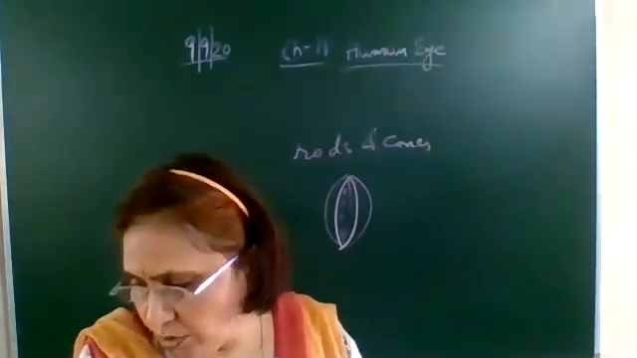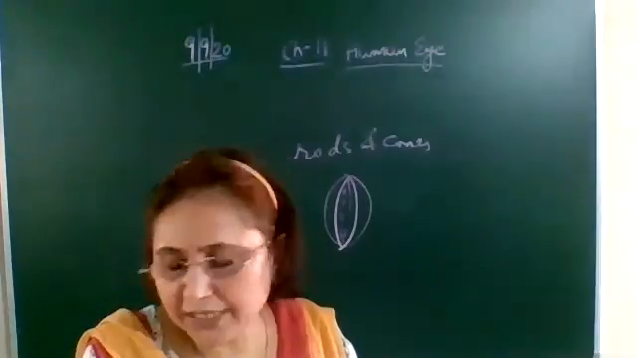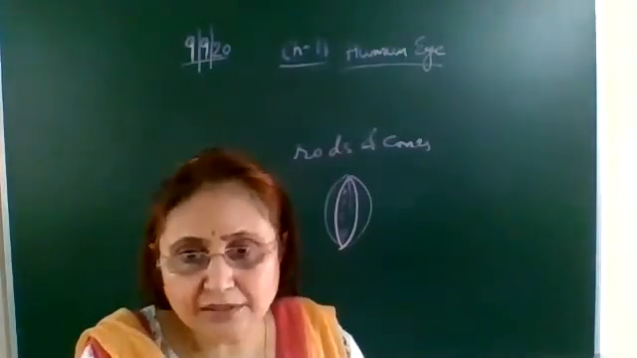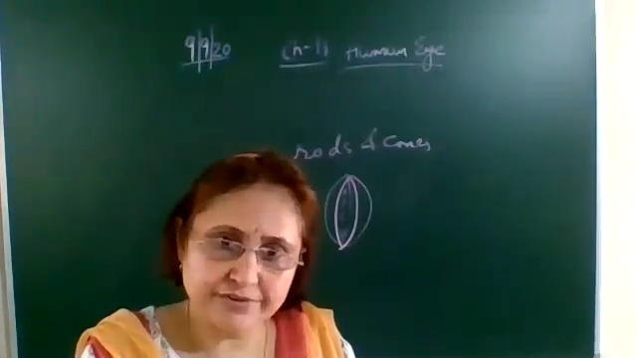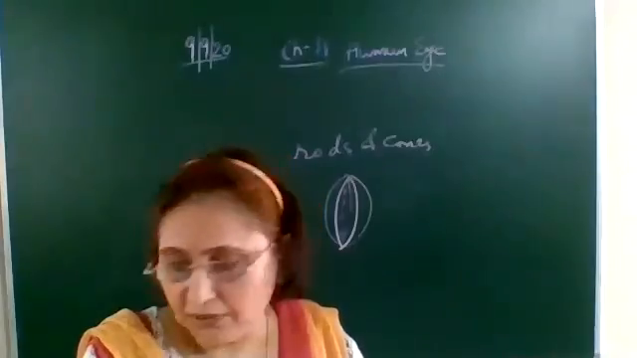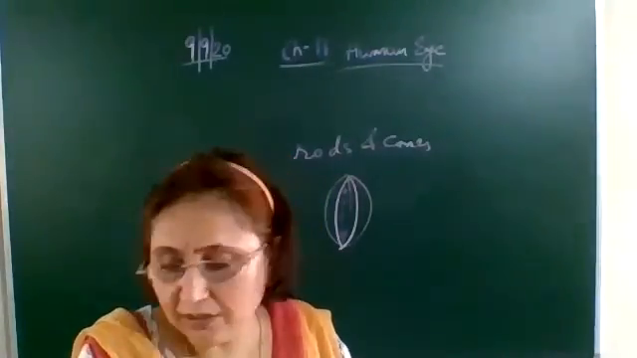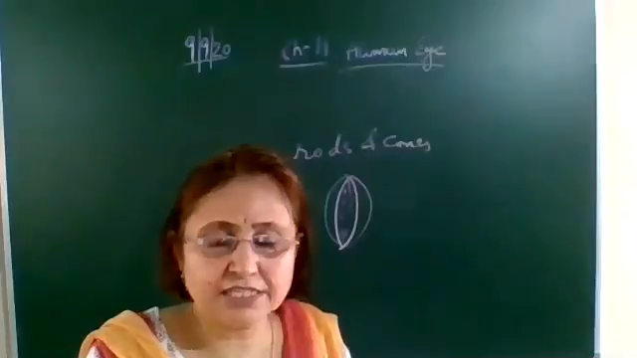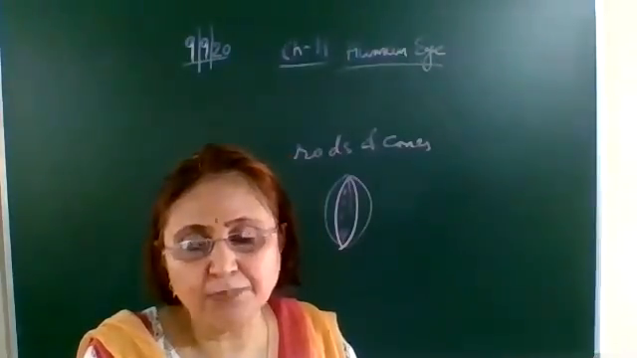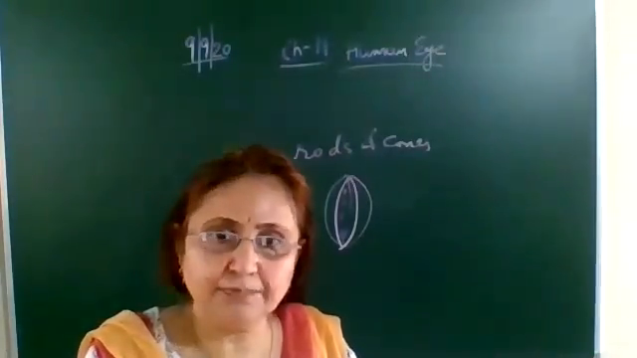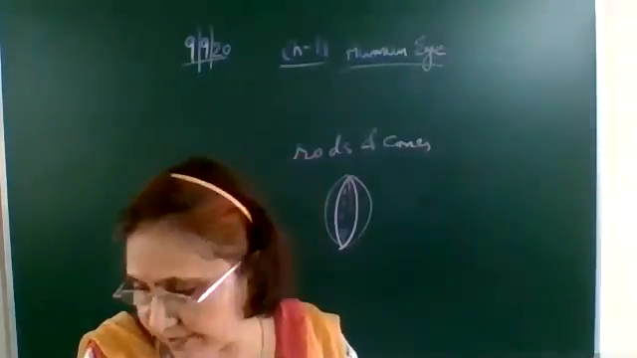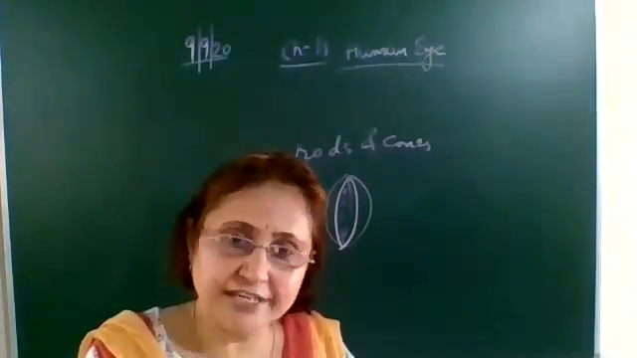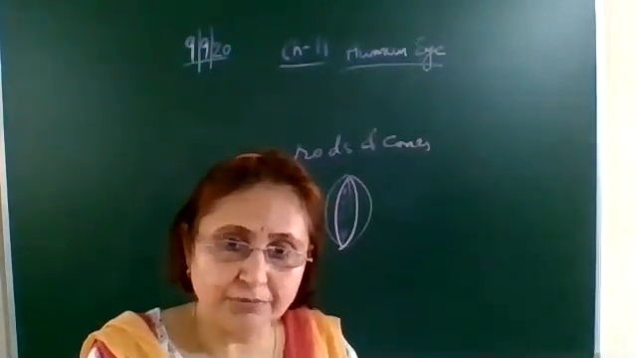At old age, it becomes milky and cloudy, and this condition we call cataract. This will cause partial or complete loss of vision. But nowadays, it is easily possible to restore the vision with the help of a surgery that we call cataract surgery. So here we have studied about power of accommodation.